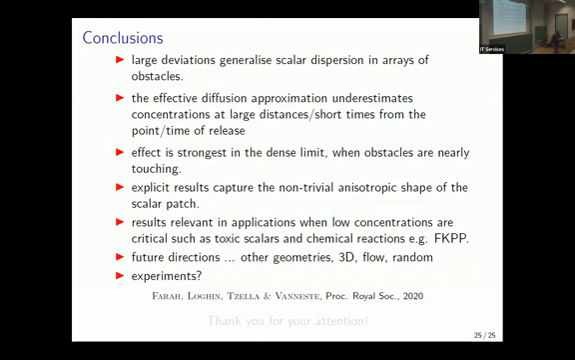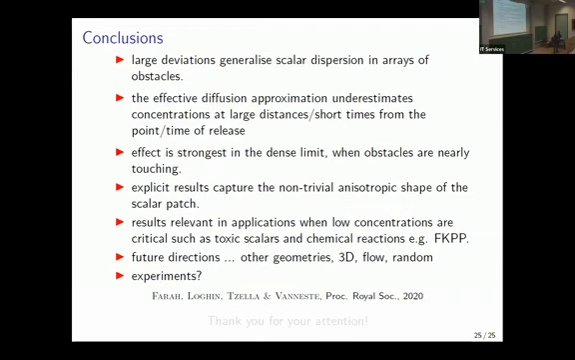So the explicit results capture this non-trivial anisotropic shape of the scalar patch, this rhomboidal sort of patch that you saw also in the last geometry. And the results are relevant in applications when you are worried about low concentrations, but also if you have reactions. So let's say if you have KPP reactions, then the rate function actually determines the speed of spreading of the reactions. So they assume a macroscopic significance, although they were developed to capture low concentrations for dispersion. Once you switch on reactions, then you get a speed that depends on this rate function.